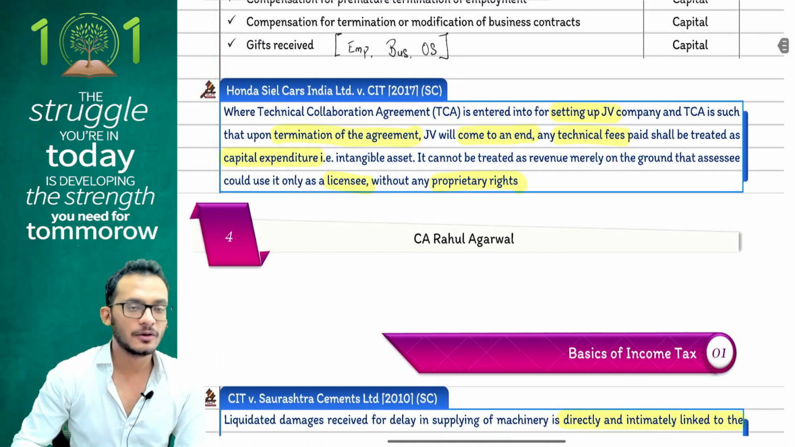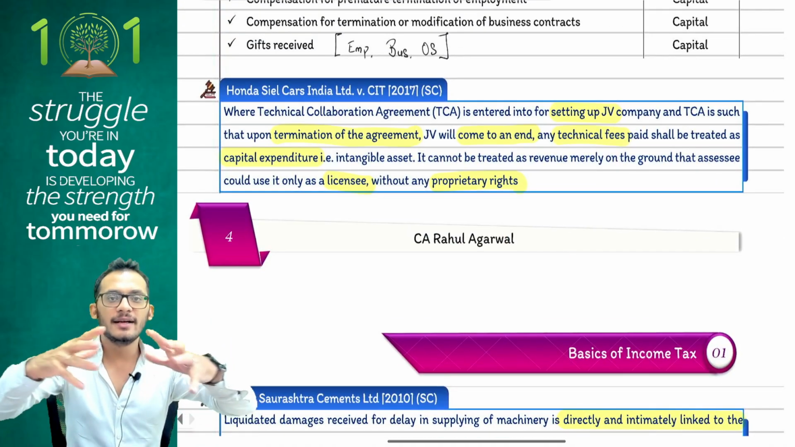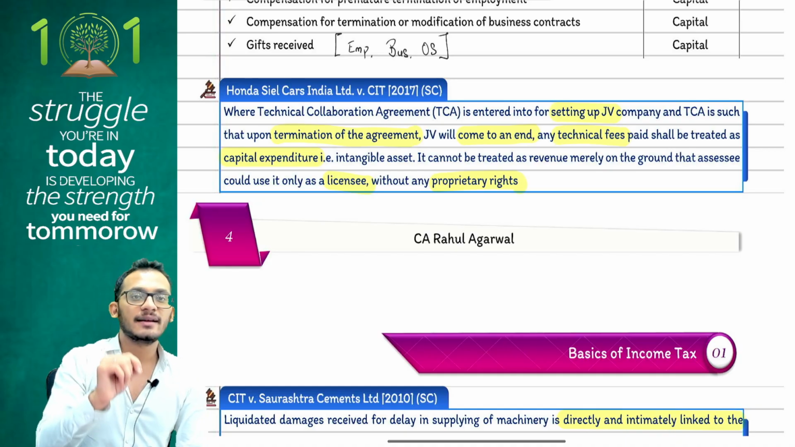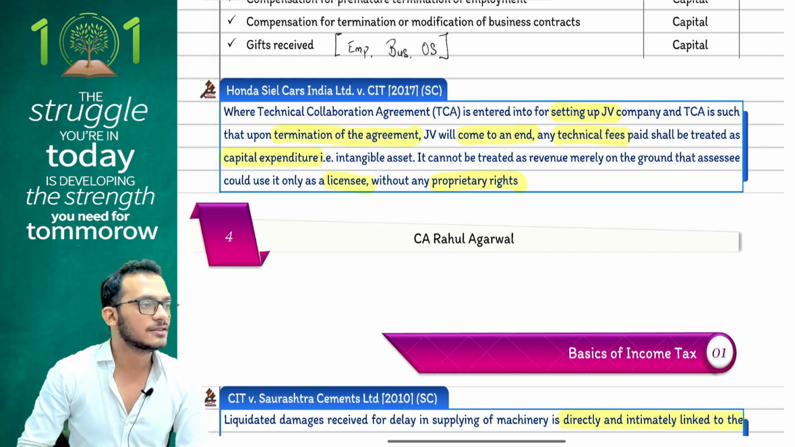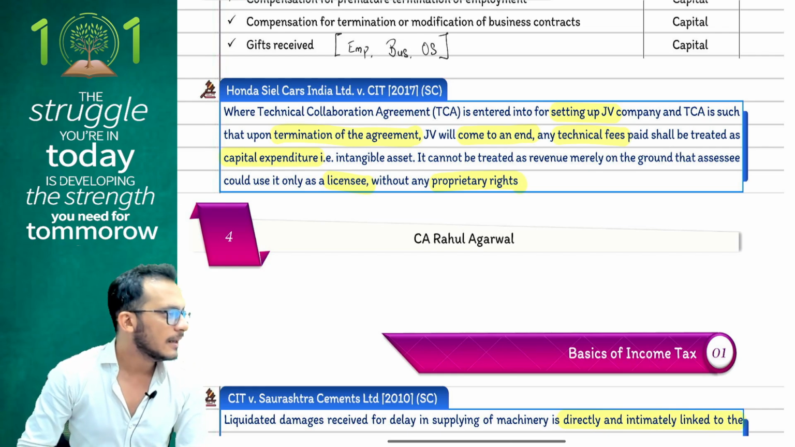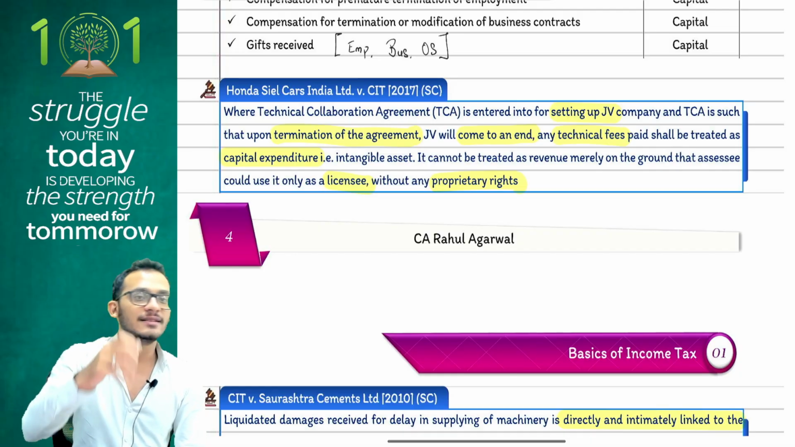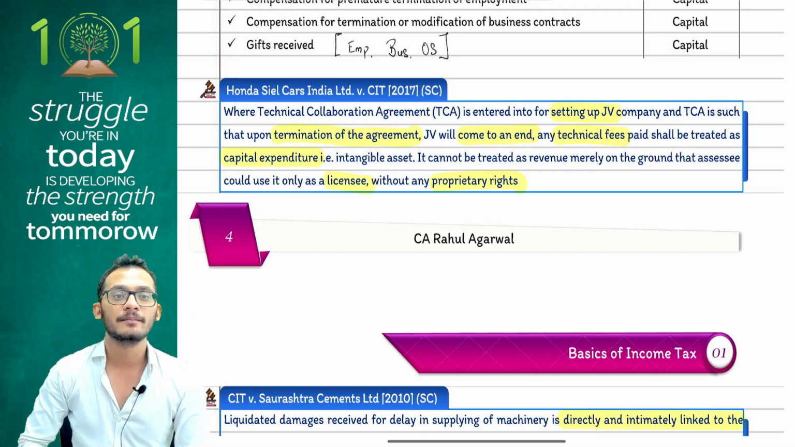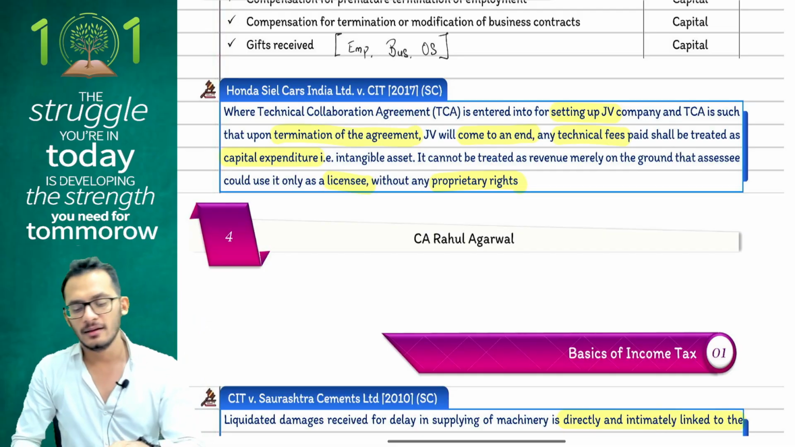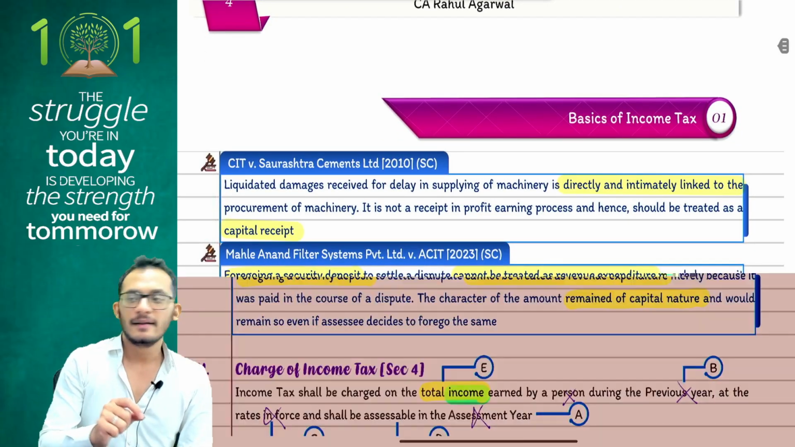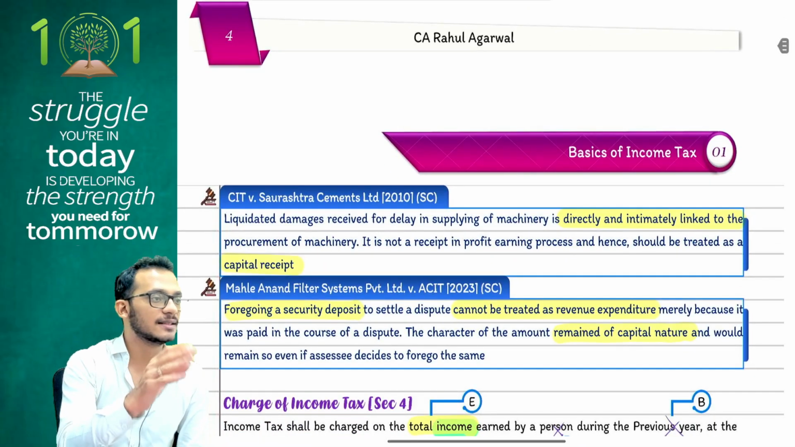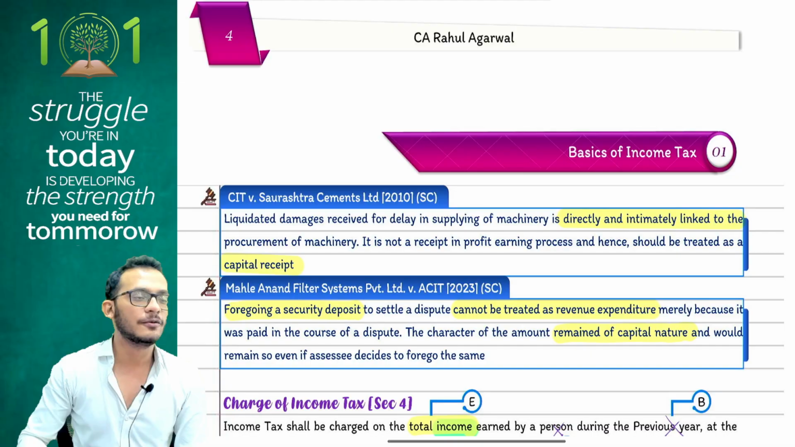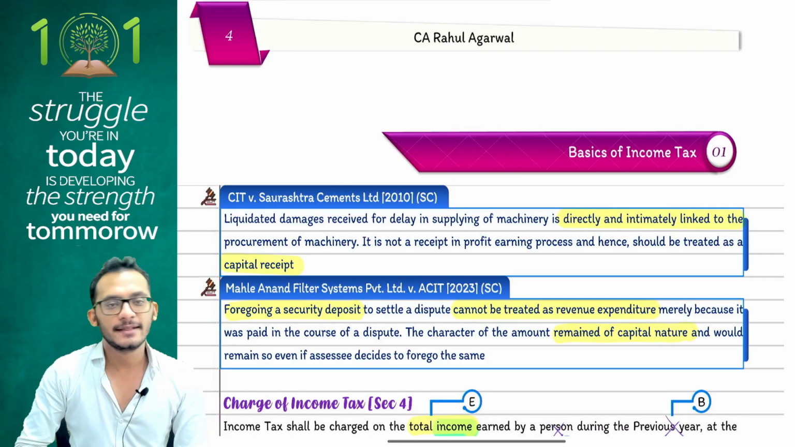Then we discussed 3 case laws. Case law number 1 was about Honda, where I created a JV in India and the JV is paying technical fees. The requirement is that if I don't pay the technical fees, the JV will cease to exist. The technical fees are important to keep my JV alive, and therefore this expenditure will be a capital expenditure. Second was Saurashtra Cements, which said that if there is any delay in my asset procurement, whatever damages I receive are linked to my asset and therefore a capital receipt.